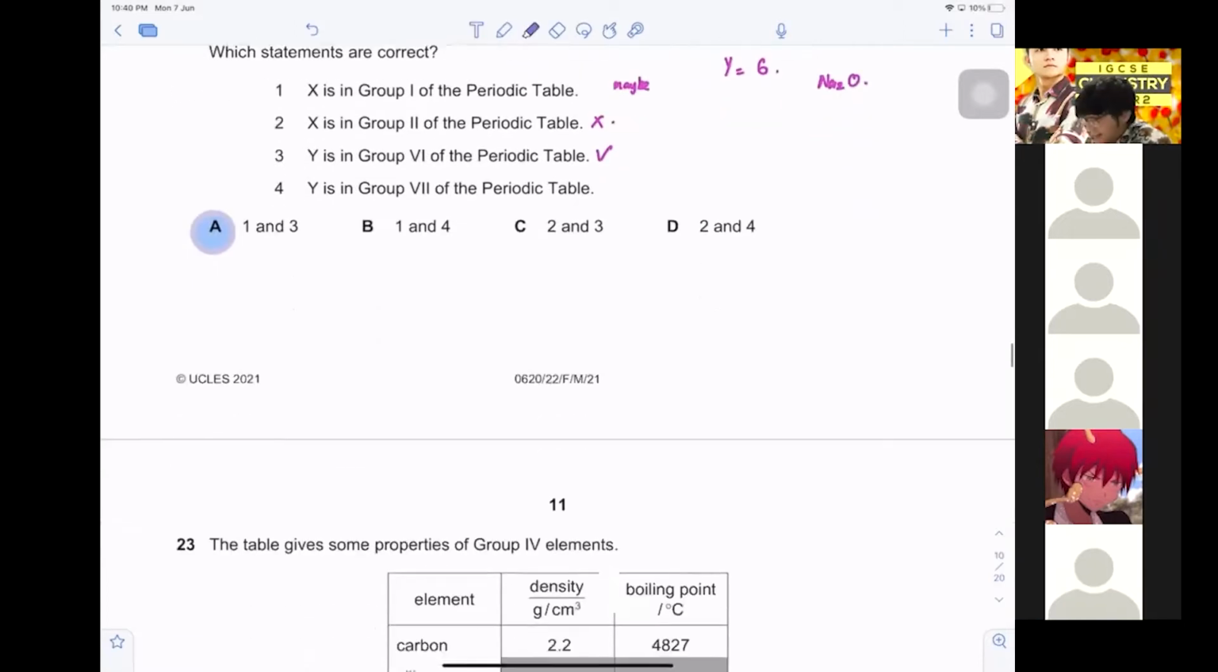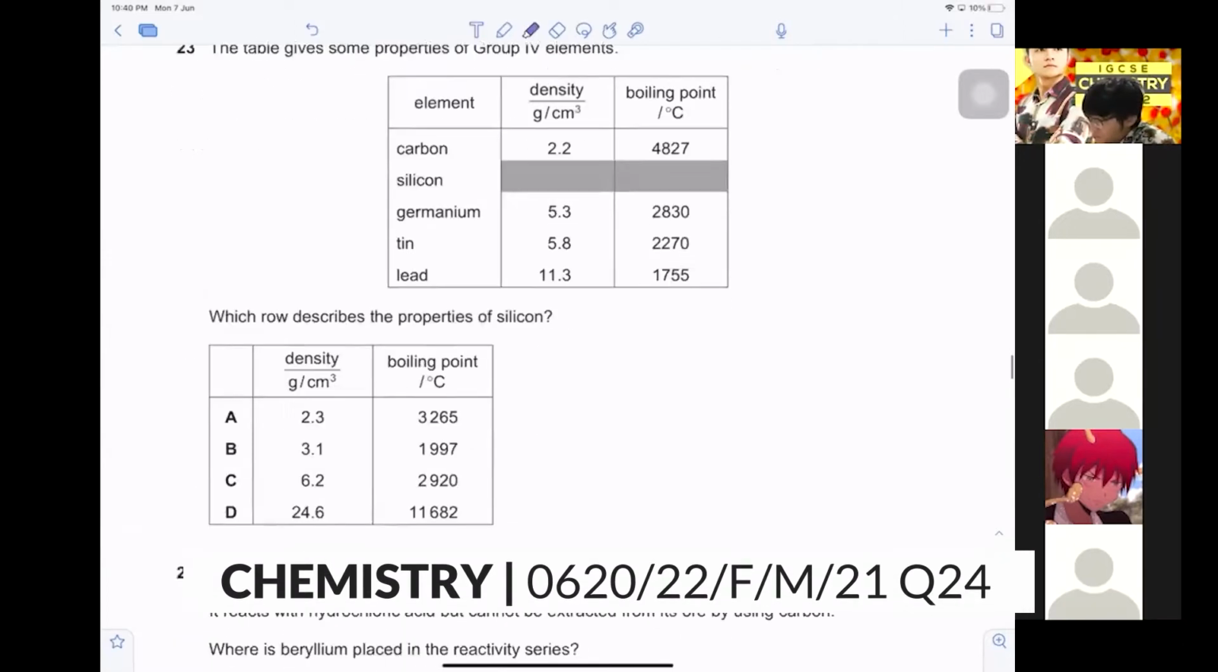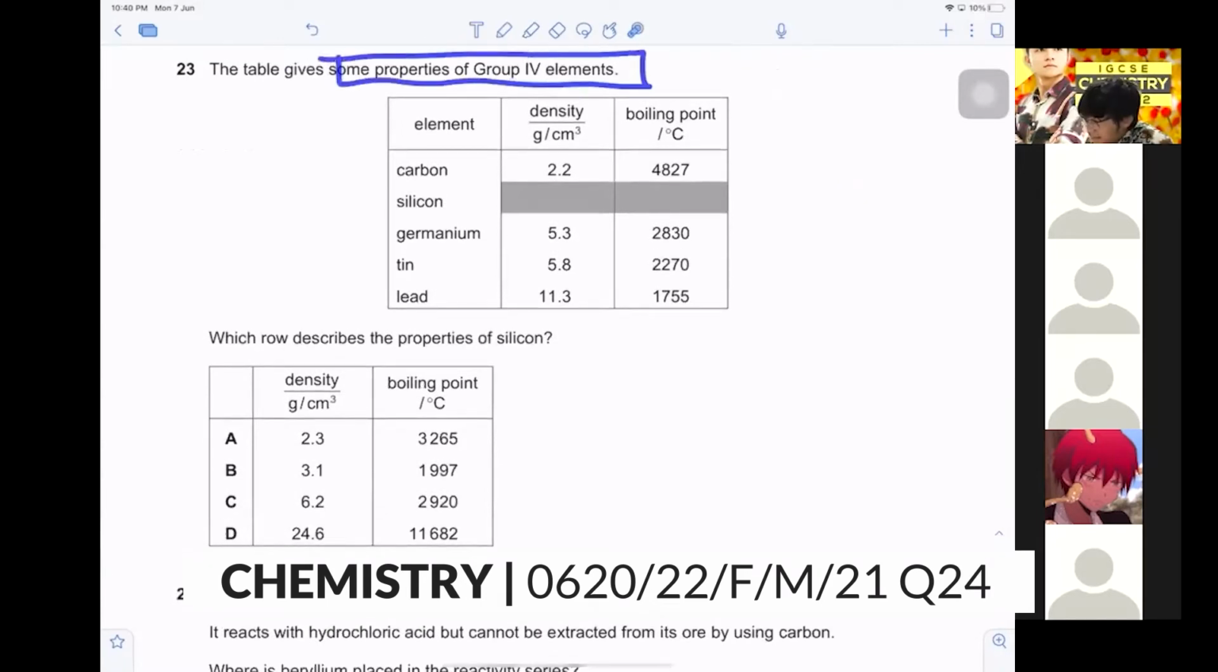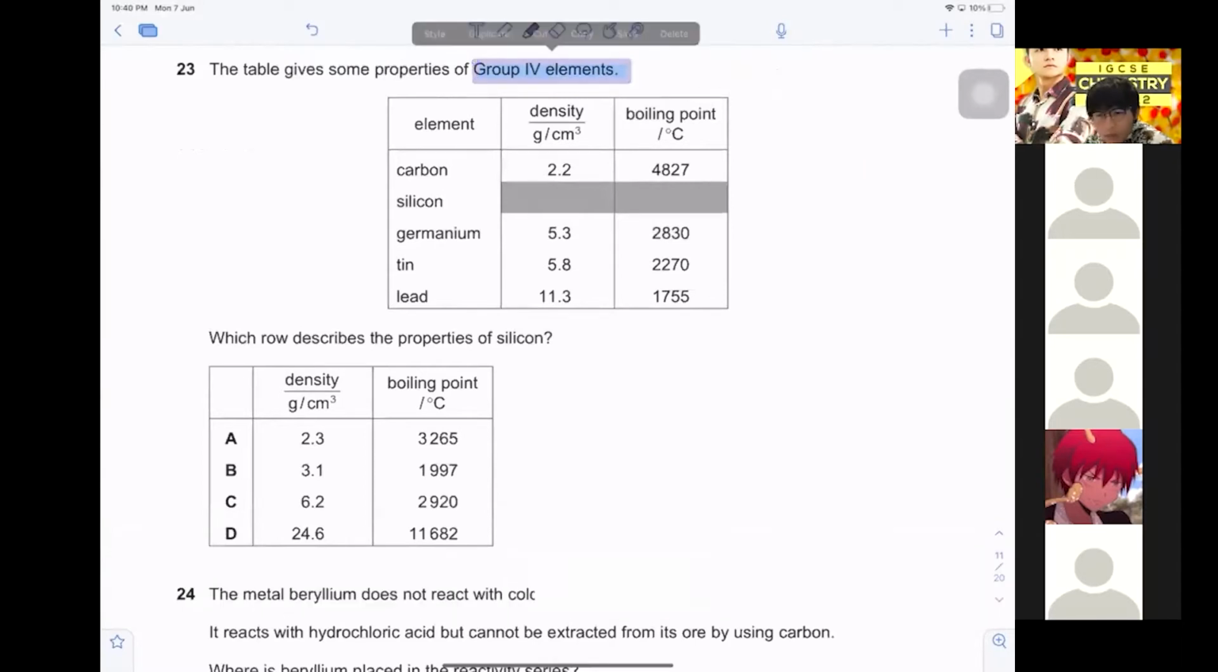Okay, next. Some property of group 4 element. Okay, silicon. So remember, this silicon is a giant. What do you mean by giant? Okay, giant, they are very strong. When they are very strong, they have high melting and boiling point, right?